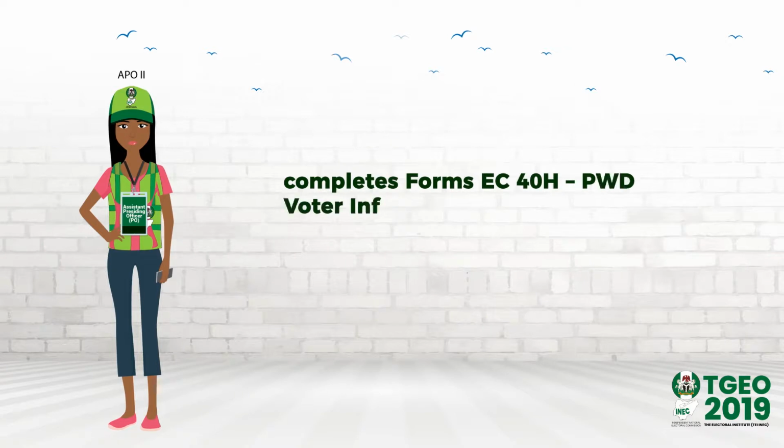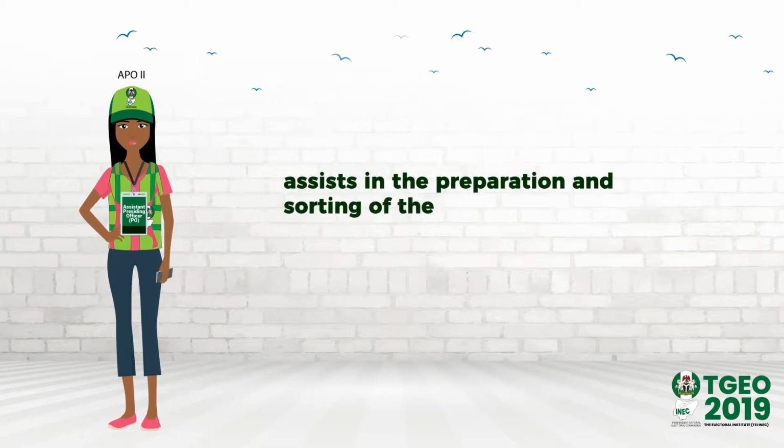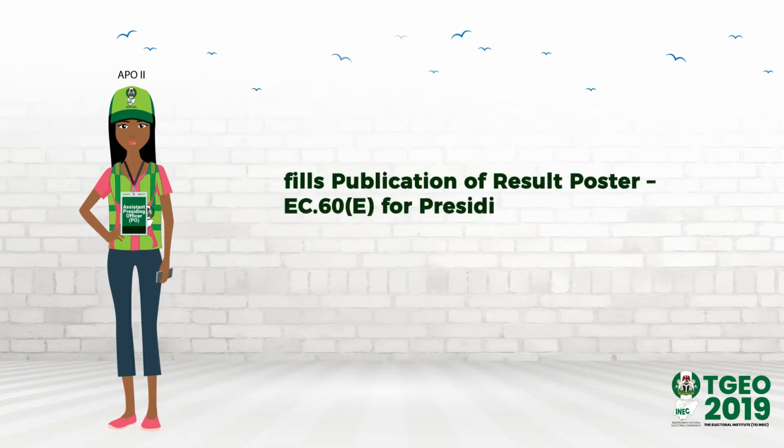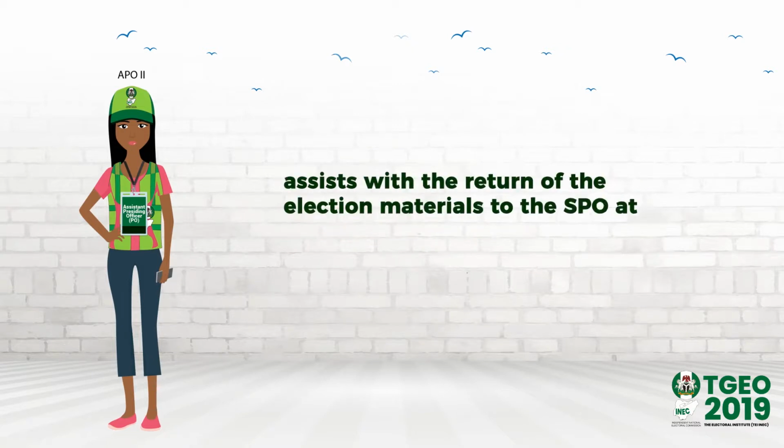In charge of completing Forms EC40H, PWD Voter Information and Statistics, Polling Unit and Voting Point. Assist in the preparation and sorting of ballots. Fill in publication of result poster EC60E for the presiding officer to sign and post. Assist in the return of election materials to the SPO at the close of the poll.